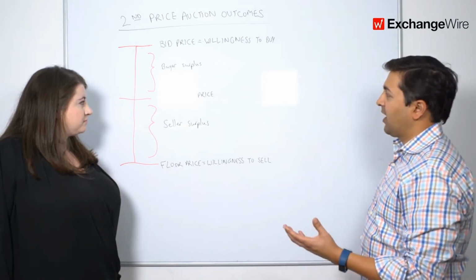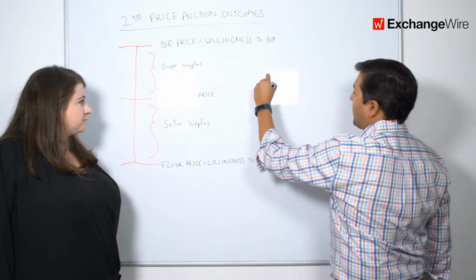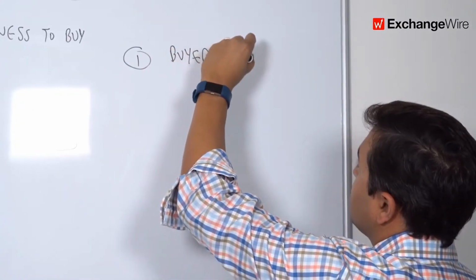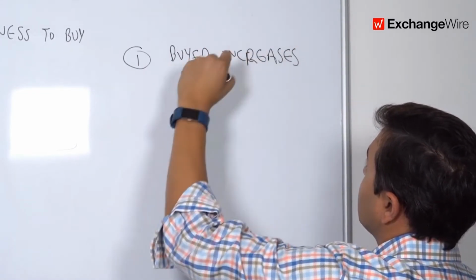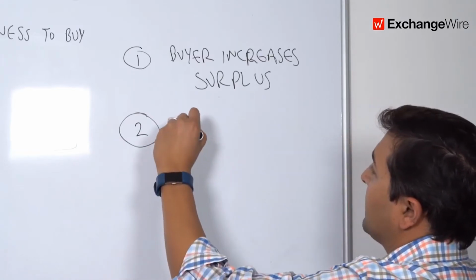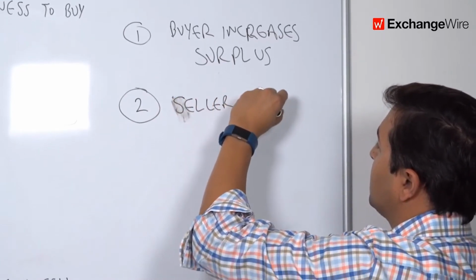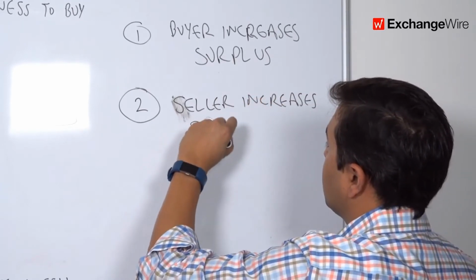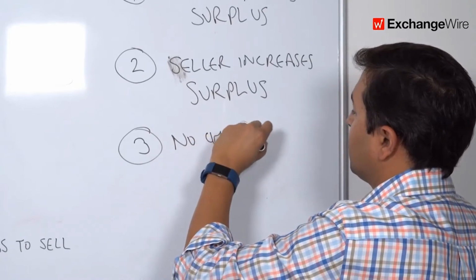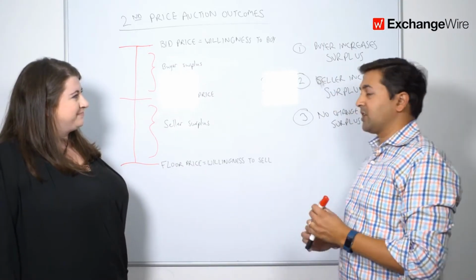So now, this is second price. What happens if you go to first price? If you go to first principles, there are 3 possible outcomes. One would be that the buyer increases their surplus, and we'll go through that in a second. The second outcome would be that the seller increases their surplus. And then the third would be no change in surplus. So these would be the 3 different scenarios. I have a red marker, so I'm going to try to use that too.